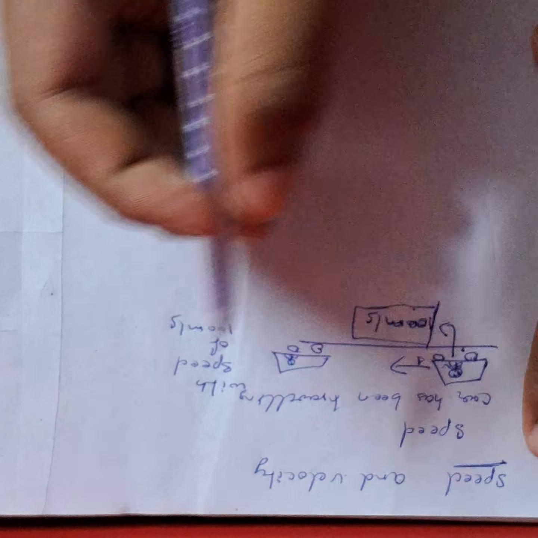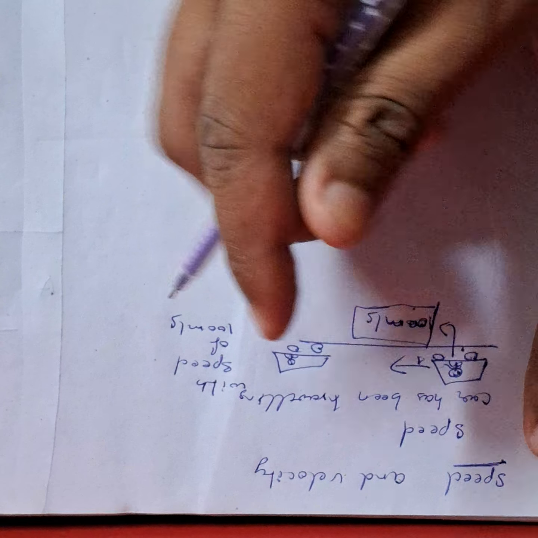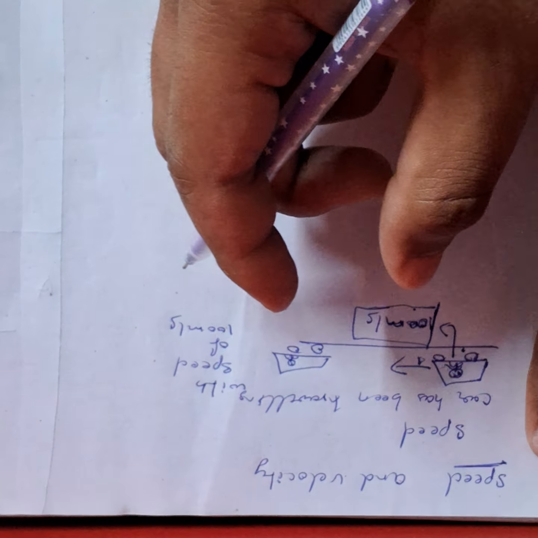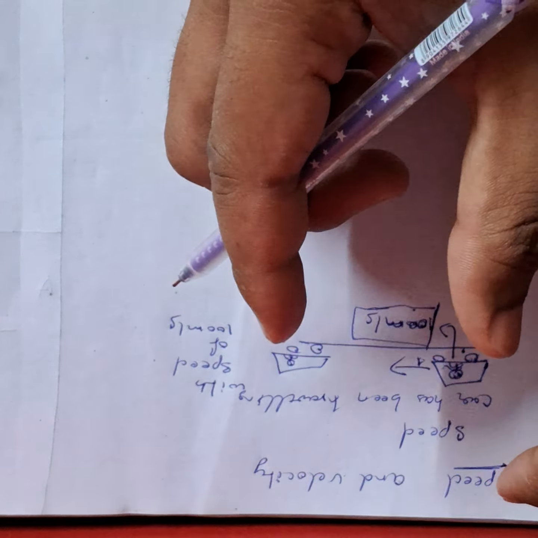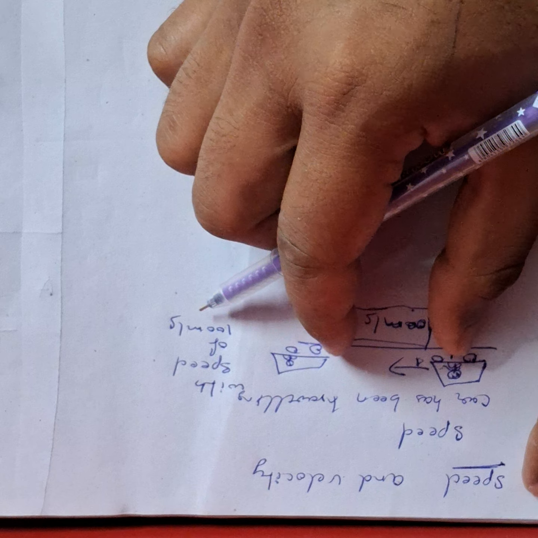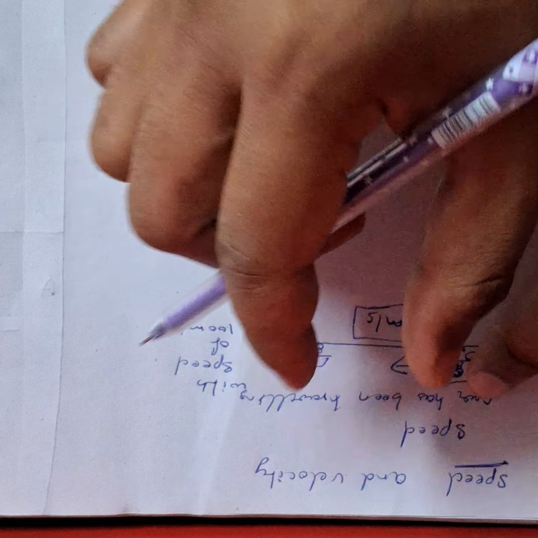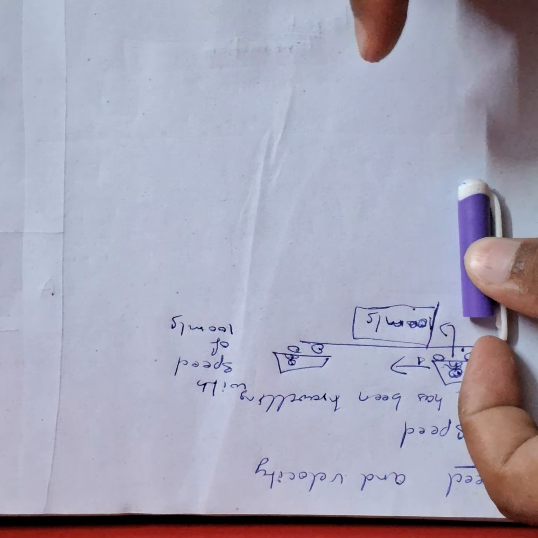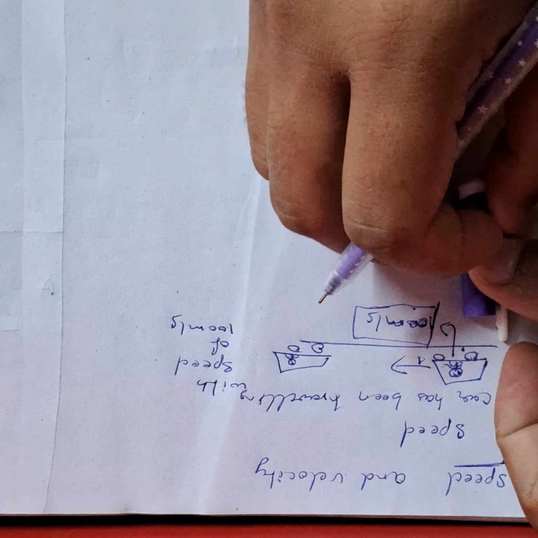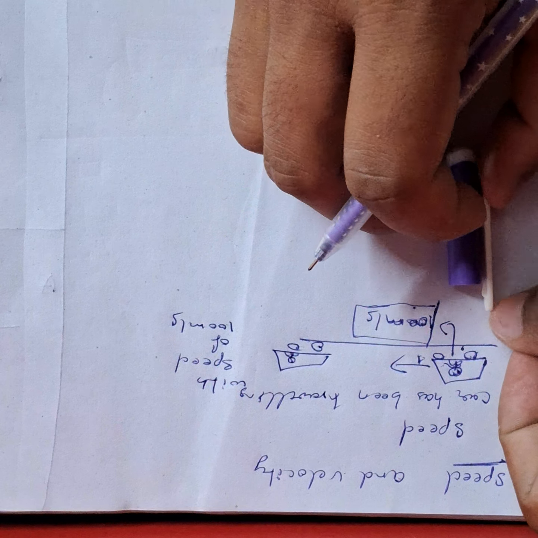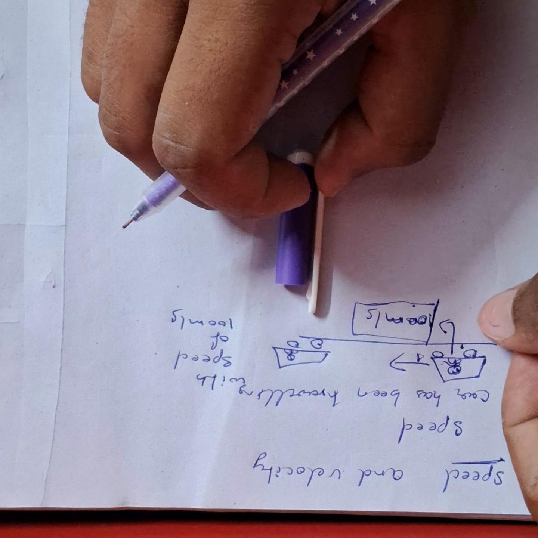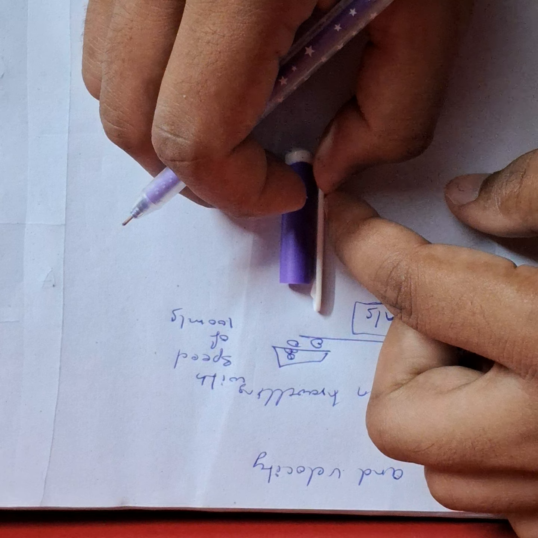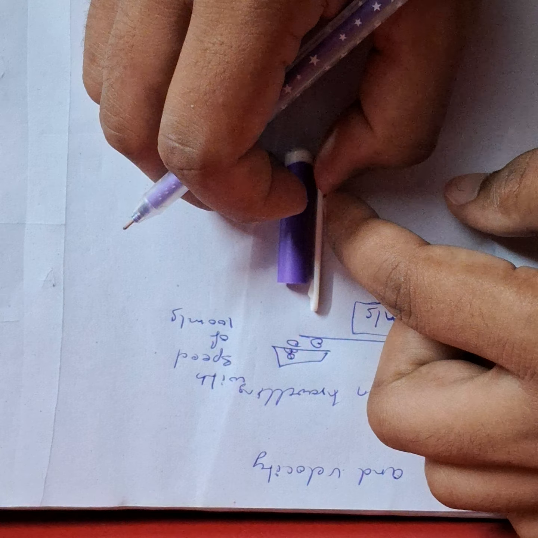So let's understand this. The amount of distance covered by an object in motion in 1 second. Assume this is an object. If I count 1 second, and the object has traveled from here to here while I counted 1 second, then the distance it has covered in 1 second is called speed.